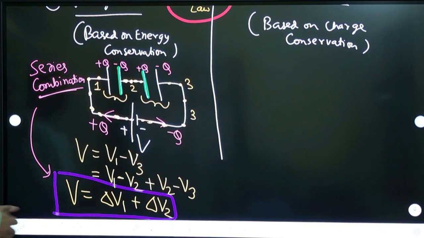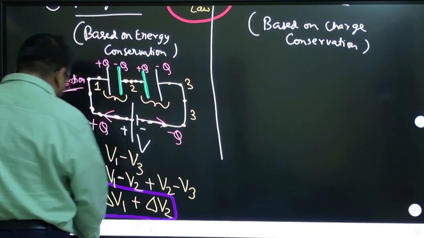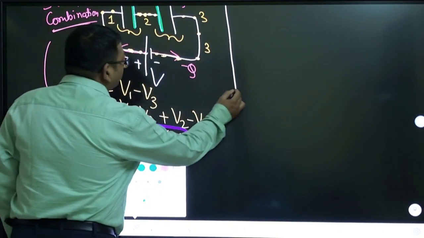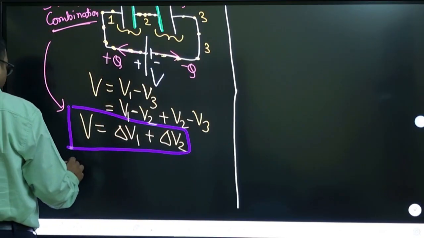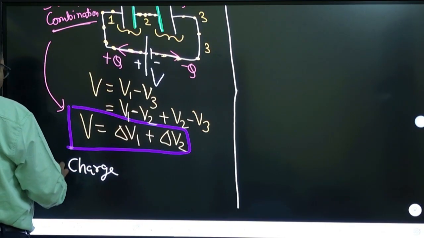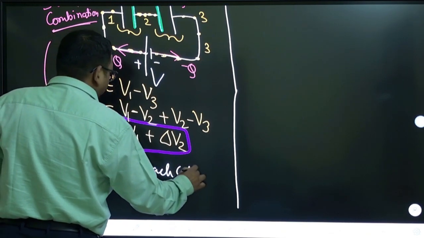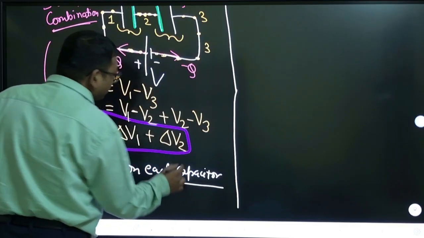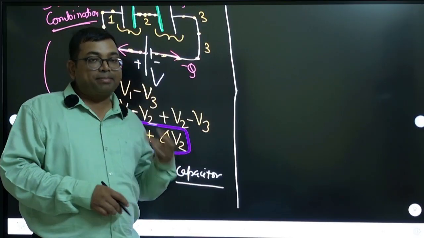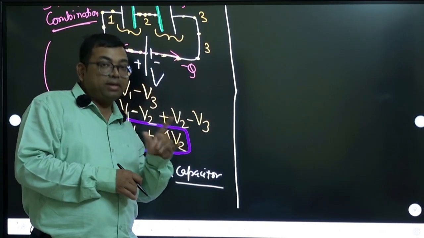Similarly, we will see what happens in the other case also. But the more important point to note here in series is that charge also remains the same. So note one point: same charge on each capacitor. Note that a capacitor is an arrangement of two plates, right? Because it's a parallel plate capacitor. When we say capacitor, that means two plates are there. So two plates make one capacitor.